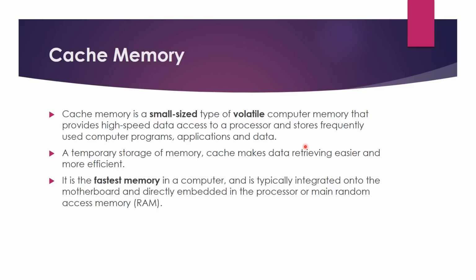और ये उन systems को, उन softwares को store करने के लिए use किया जाता है, which is frequently used. This is a temporary storage of memory. Cache makes data retrieving easier and more efficient. It is directly accessible to the system CPU. That's why it's the fastest memory in a computer and is typically integrated onto the motherboard. यानी ये motherboard के ऊपर लगी होती है and it's very fast because it's directly accessible to the CPU.